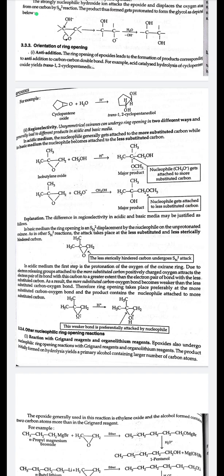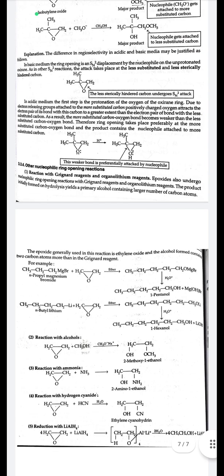Second, regioselectivity. Unsymmetrical oxiranes can undergo ring opening in two different ways and generally lead to different products in acidic and basic media. In acidic medium, the nucleophile generally gets attached to the more substituted carbon, while in basic medium, the nucleophile becomes attached to the less substituted carbon. Isobutylene oxide plus CH3OH gives (CH3)2C(OCH3)-CH2OH.